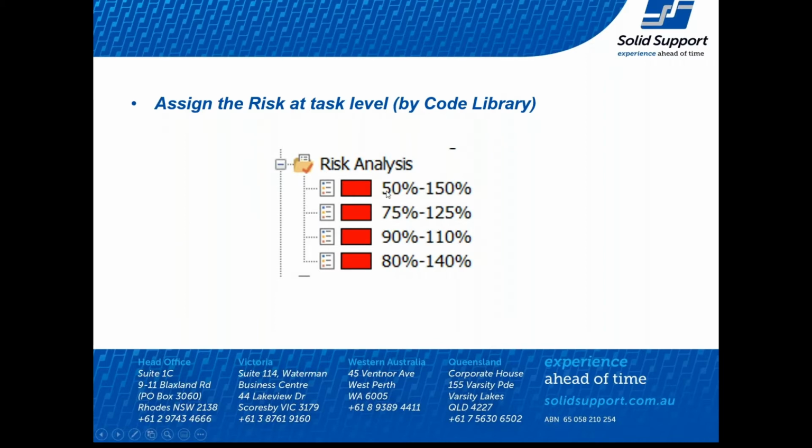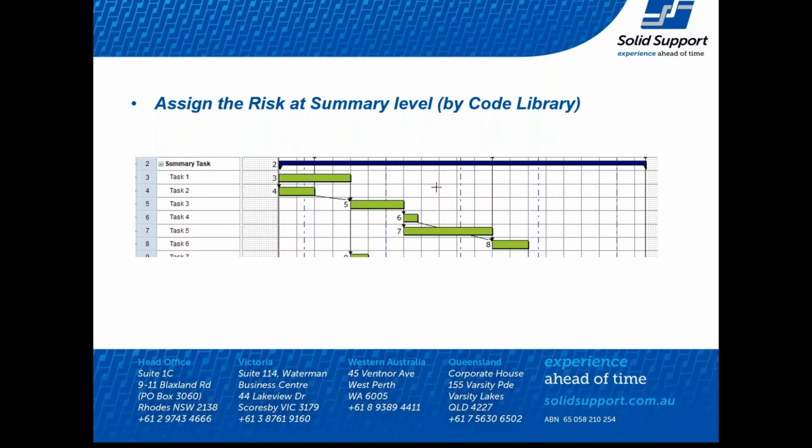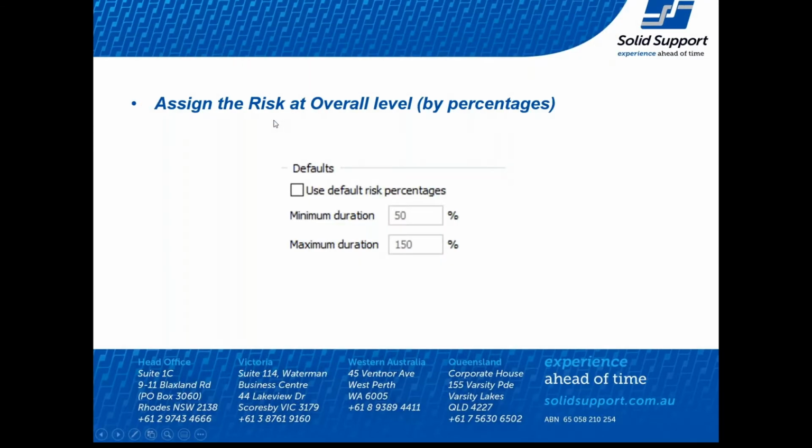setting. Now, if you don't want to go down to the detail level and assign a code library to every task, you actually have the ability to assign it to a summary level. So you could assign that code library to the summary task, which we have here on line 2, and say that's 50 to 150%, and it will assume it for all of the tasks inside. So again, you can very quickly assign at either a task level or a summary level, or if you don't want to do any of that, within the settings of risk analysis you can define a minimum duration percentage and a maximum duration percentage, and it will use that across all the tasks.